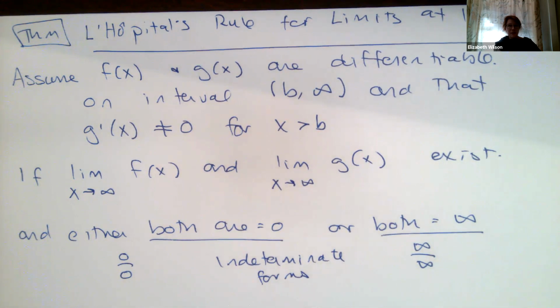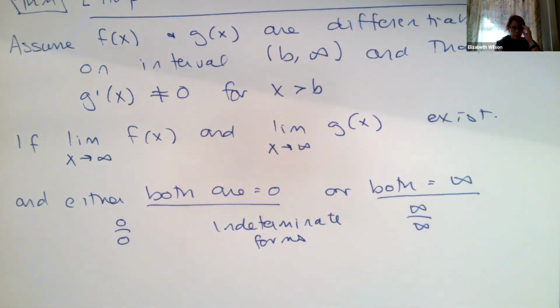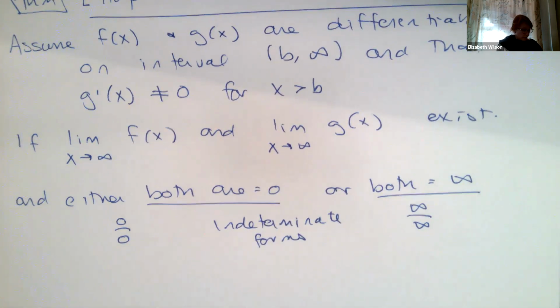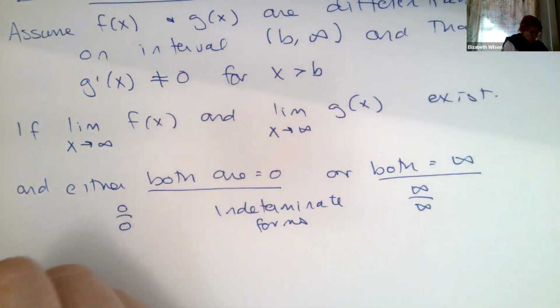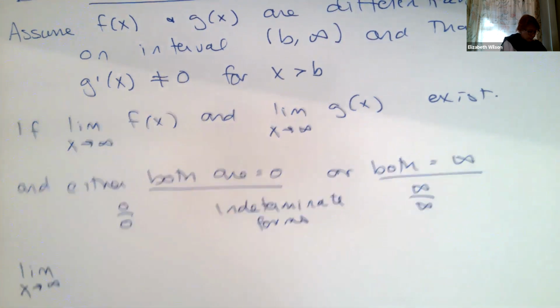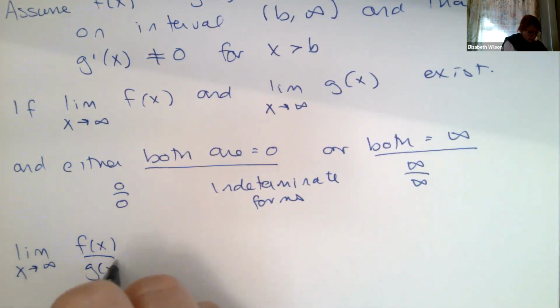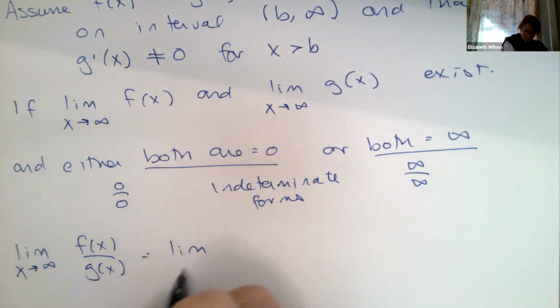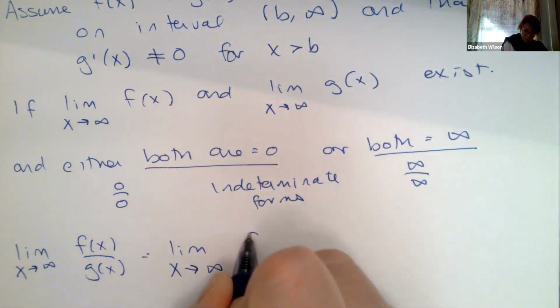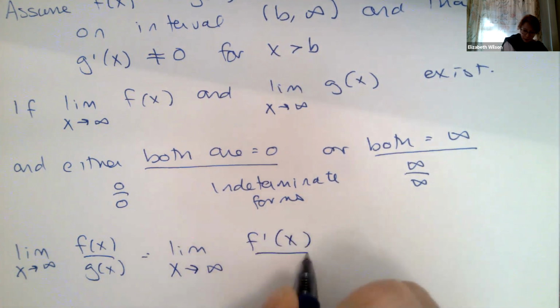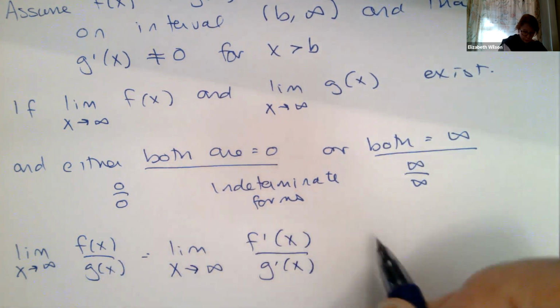Okay, we need to have an indeterminate form in order to use L'Hopital's rule, otherwise we're using it incorrectly, right? So that means I can do this. Then the limit as x goes to infinity of f of x over g of x equals the limit as x goes to infinity of f prime of x all over g prime of x. Okay.